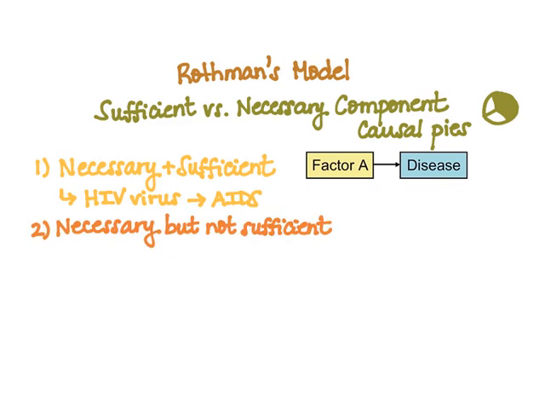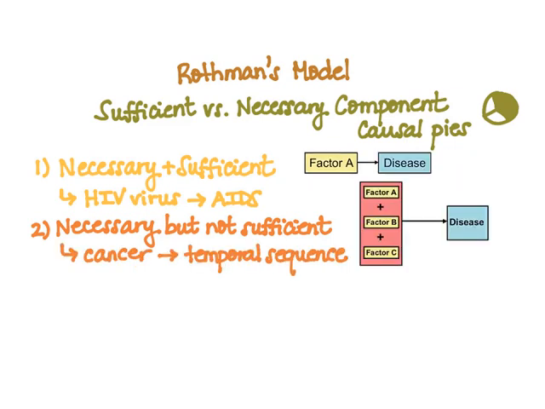Number two, we have necessary but not sufficient. In this type of causal relationship, the factor in and of itself is not enough to cause the disease. Rather, multiple ones are required. This is usually seen in some kind of temporal sequence where there's a time factor, such as in cancer. So I'll pull up a visual here so that we can walk through it. So again, here we have multiple factors that are all necessary to contribute to the disease, but one alone is not sufficient enough to cause the disease. In the case of cancer, perhaps this is some kind of genetic predisposition in addition to an environmental trigger that all happens in sequence that then contribute to the disease.